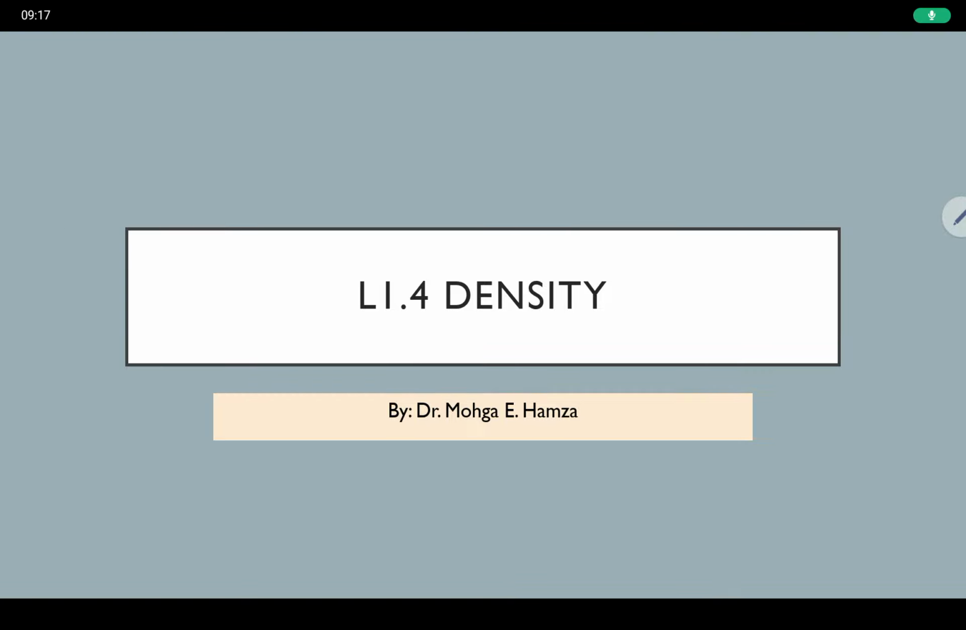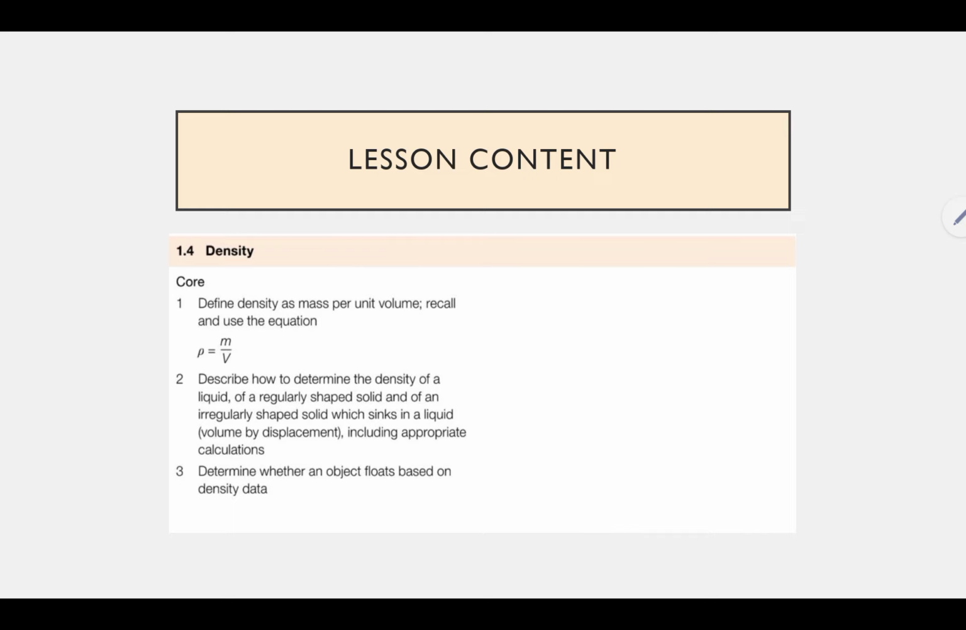Hello my dear students, this is Dr. Mohga and today we'll be explaining density. Our content will include defining density as mass per unit volume, knowing the equation, and how to calculate the density or the mass or the volume using this equation.